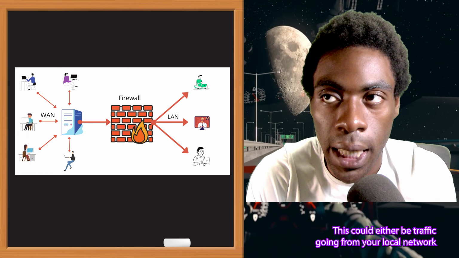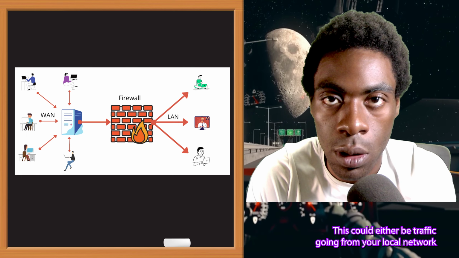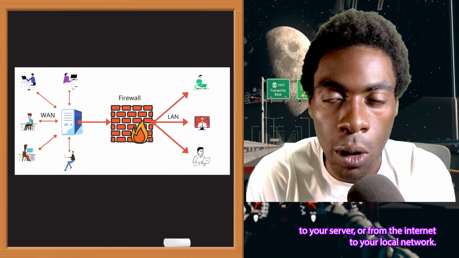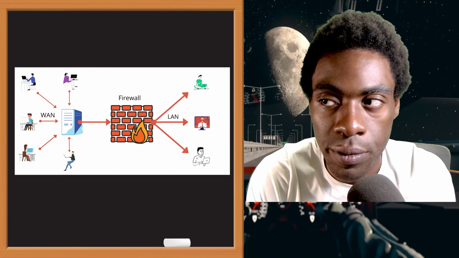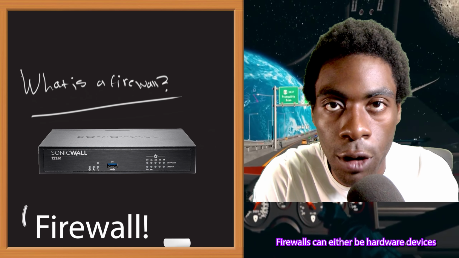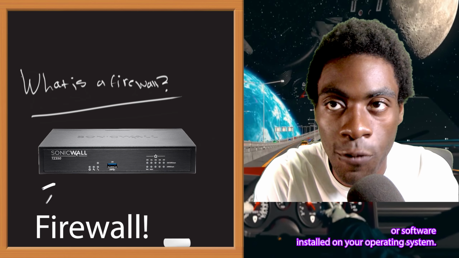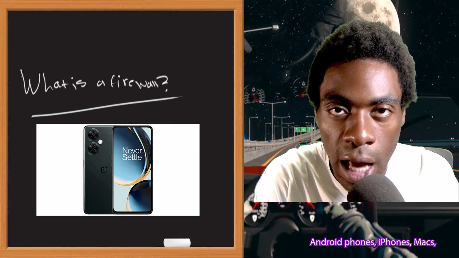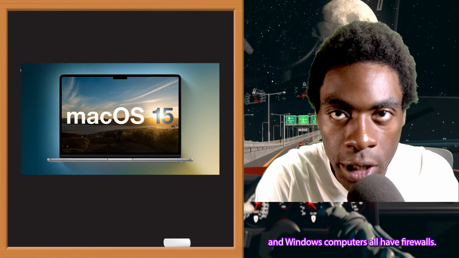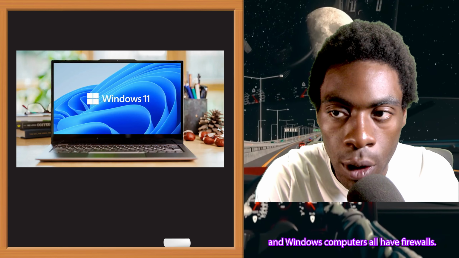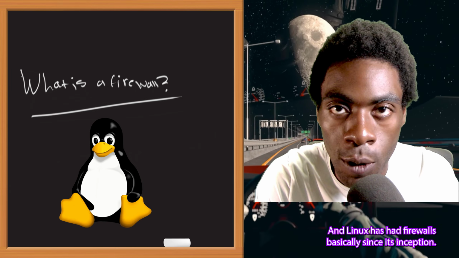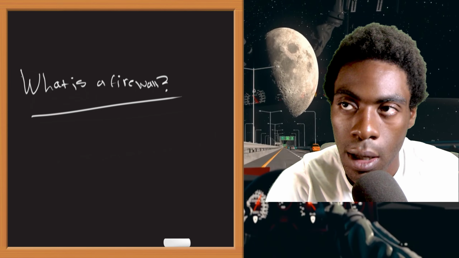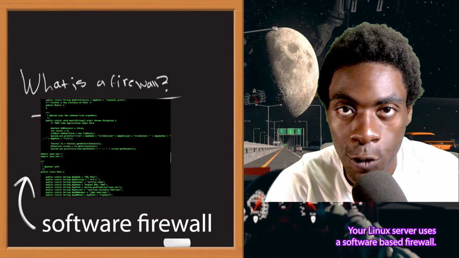This could either be traffic going from your local network to your server or from the internet to your local network. Firewalls can either be hardware devices or software installed on your operating system. Android phones, iPhones, Macs, and Windows computers all have firewalls, and Linux has had firewalls basically since its inception. Your Linux server uses a software-based firewall.